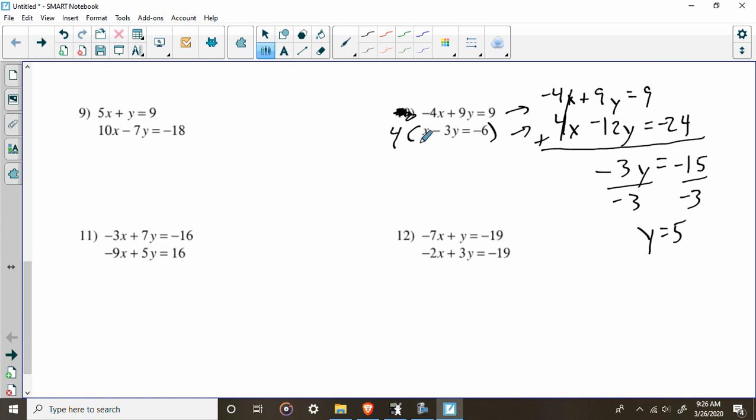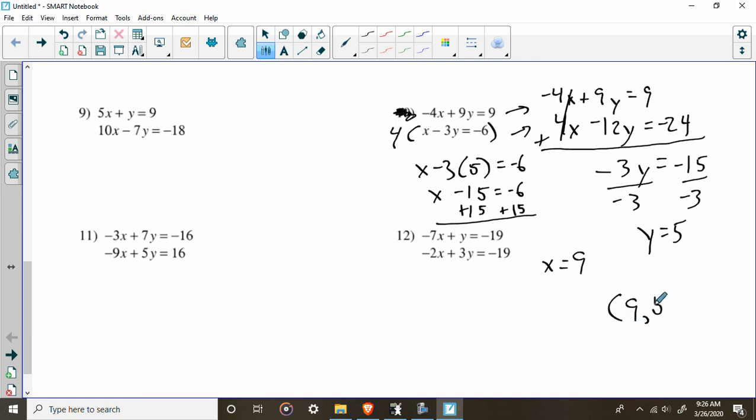Again, which one do you want to plug it back into? Probably this one right here, right? Because x is all by its lonesome right here. So what are we going to say? x minus 3y, well, y is 5, is equal to negative 6. So that's x minus 15 is equal to negative 6. We'll add 15 to both sides. I'll find out that x is equal to 9, and let's go ahead and write that as a coordinate. Please make sure, even though you solve for x second, x still goes first. Okay?